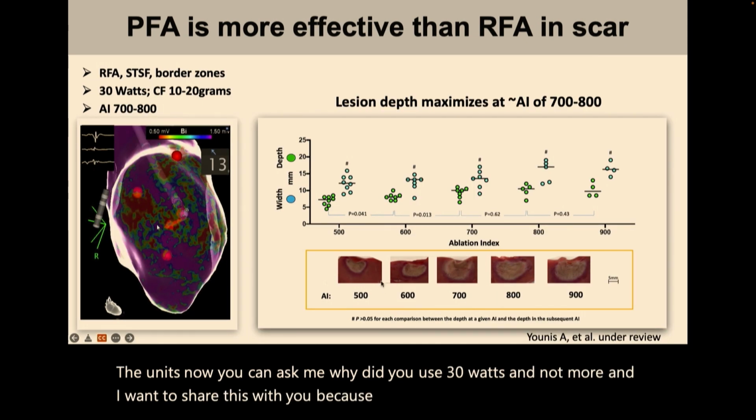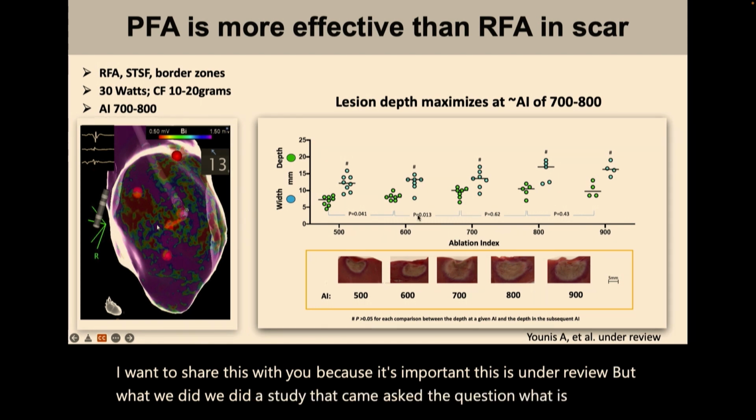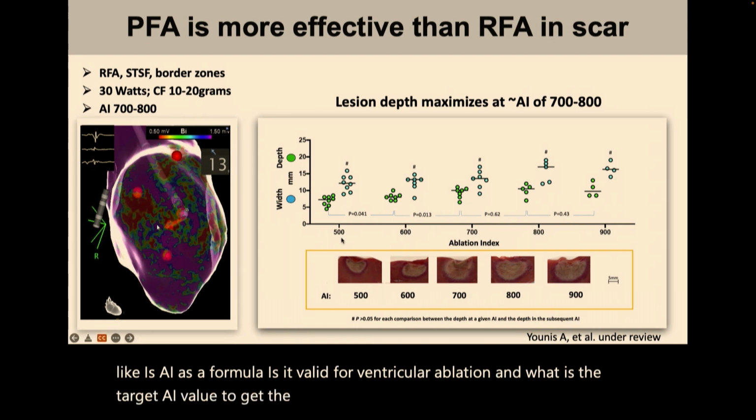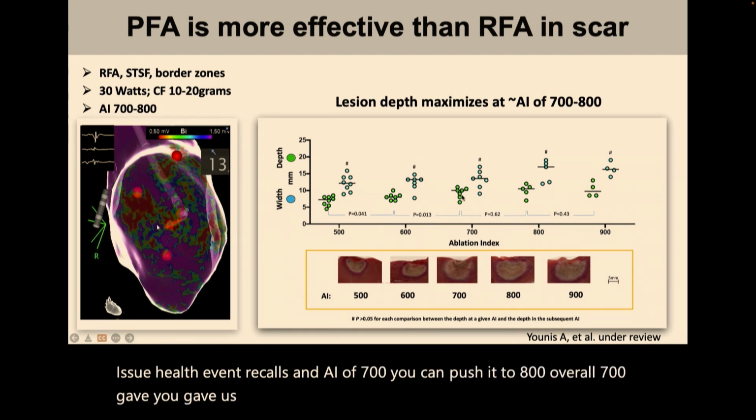This is under review. But we did a study that asked the question: first, is AI as a formula valid for ventricular ablation? And what is the target AI value to get the maximal lesion dimension? And what we found is that in healthy tissue, healthy ventricles, an AI of 700, you can push it to 800, but overall 700 gave us the deepest lesion. Beyond this, there was no growth of lesion.